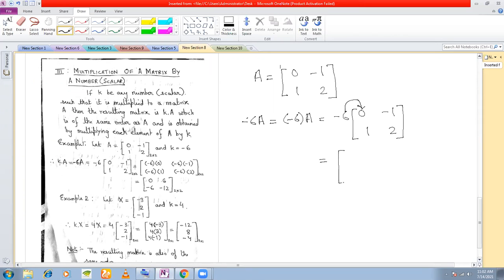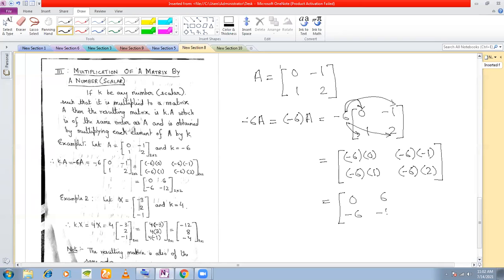So first we multiply minus 6 with 0, then we multiply minus 6 with minus 1, then we multiply minus 6 with 1, and then we multiply minus 6 with 2. So therefore your resulting matrix here is 0, plus 6, minus 6 and minus 12. Okay, so what matrix is this? This matrix is minus 6A. Okay, that is how you multiply by a scalar.